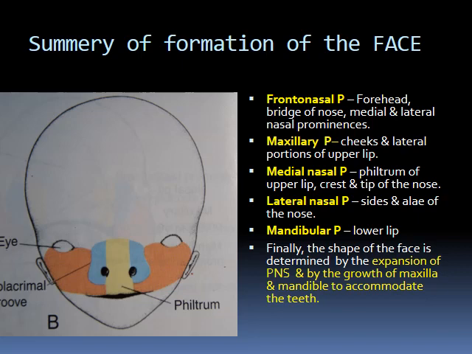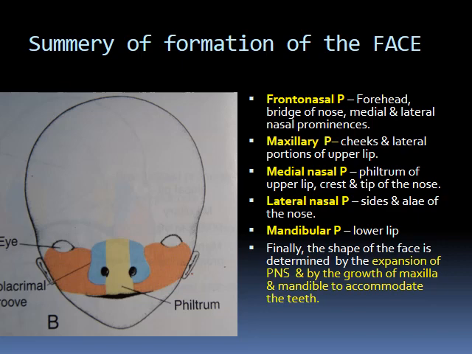So coming to the summary of face formation. Now if I ask you how the face develops, you will have to tell me that it develops from 5 facial prominences that surround the stomodeum. So let us see the contributions we get from each of these facial prominences. The frontonasal prominence will form the forehead, bridge of the nose, and medial and lateral nasal prominences, which I have already explained. Now coming to the maxillary process, the orange color in the diagram.